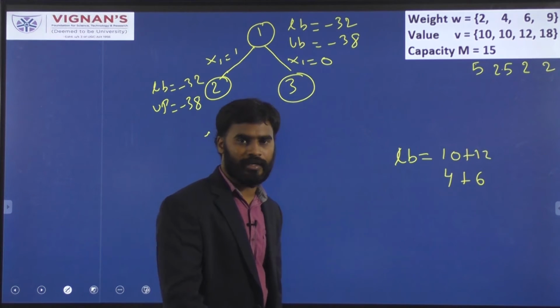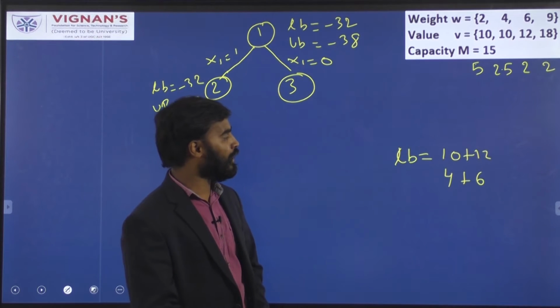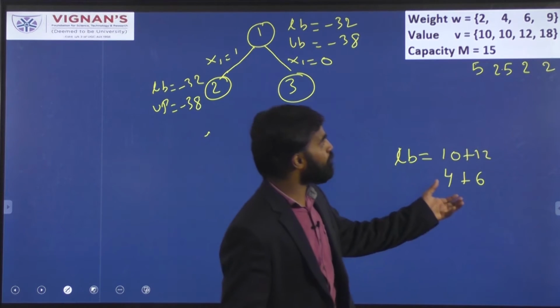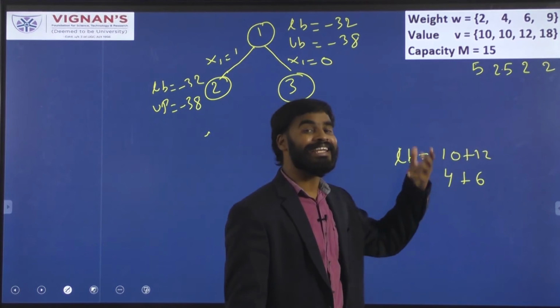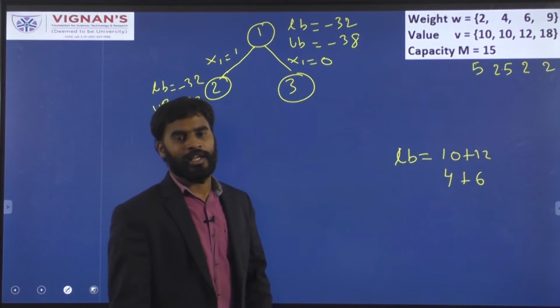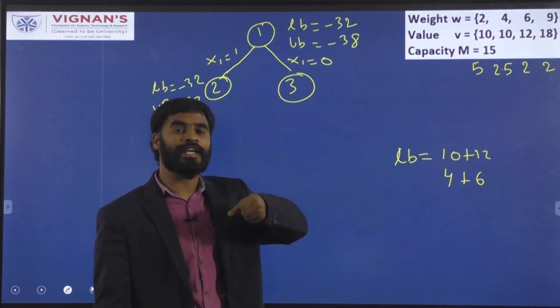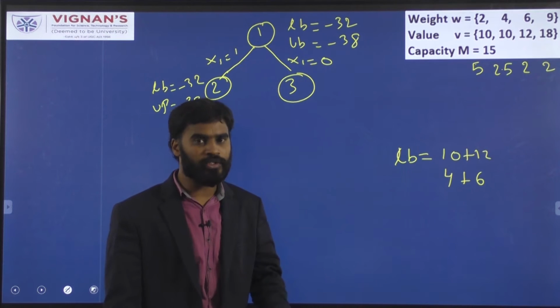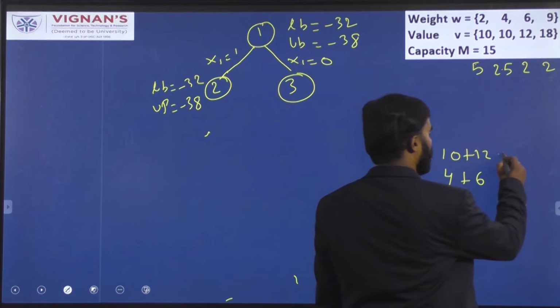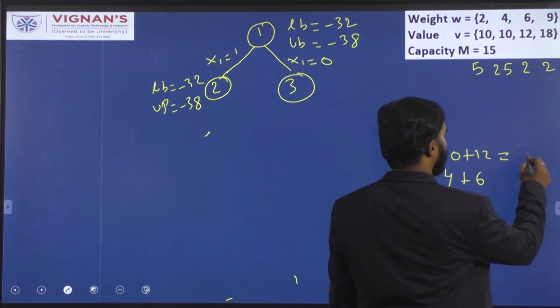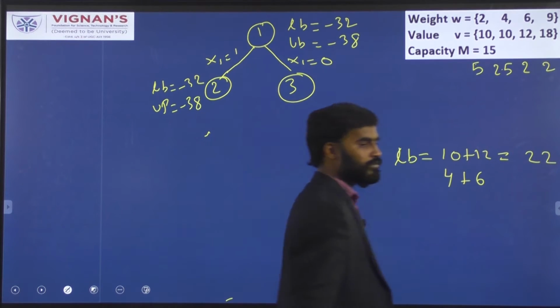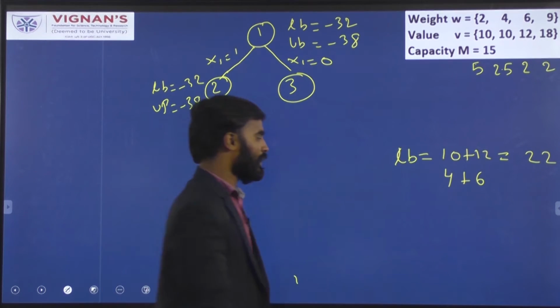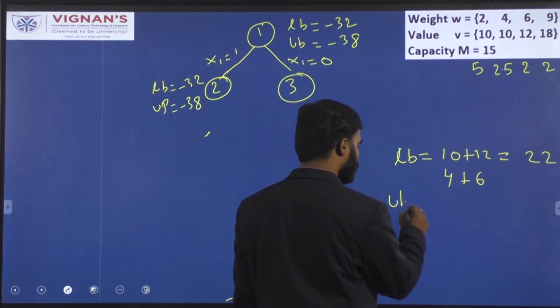Can I add fourth item? If I add fourth item, the total weight becomes 10 plus 9, 19. The total weight becomes 19, which exceeds the capacity, so don't include the fourth item. Okay, the value of the lower bound is 22. Let us calculate the upper bound.